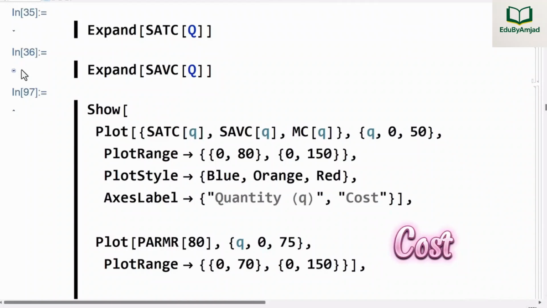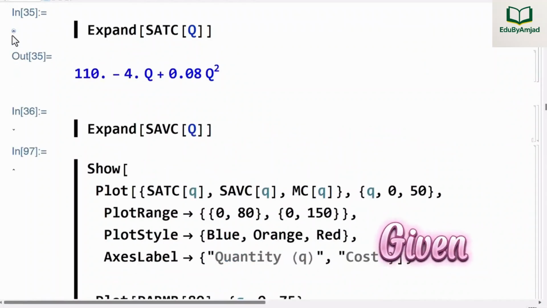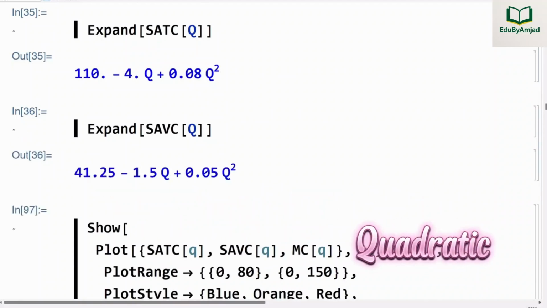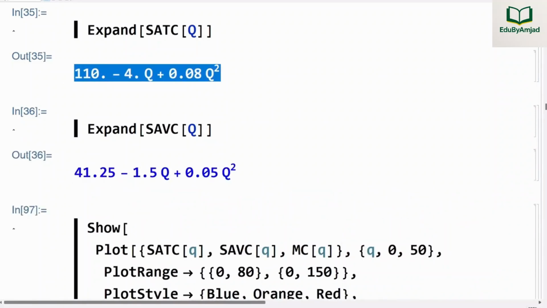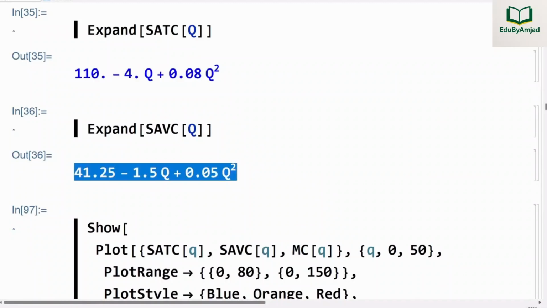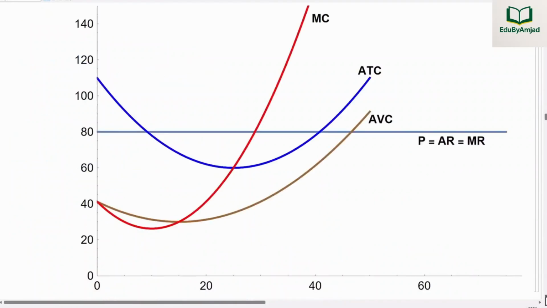Short-run average total cost, or average total cost, is given by this quadratic function. Short-run average variable cost is given by another quadratic function. Note that the marginal cost curve intersects the two other cost curves at their minimum. In fact, these minima are very important for profit and loss in the short and long run. When the price level is below minimum average total cost, the firm incurs loss.